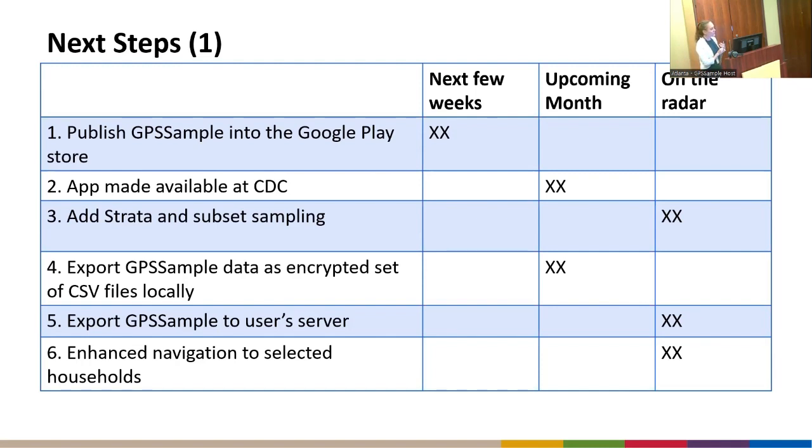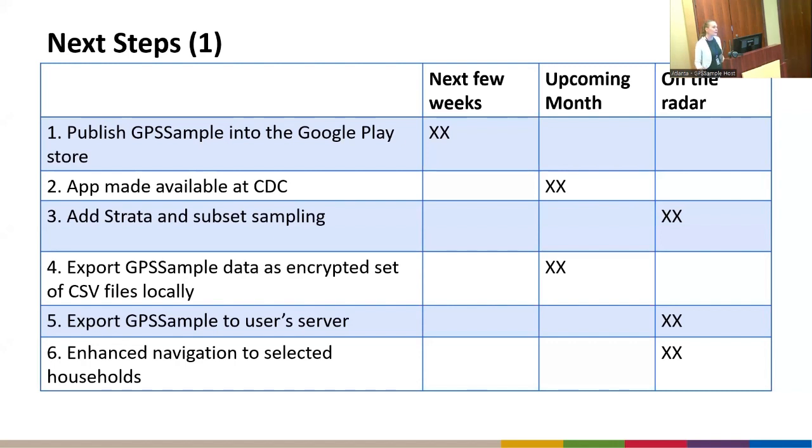It currently has cluster sampling and simple random sampling, but we know that strata sampling and subset sampling are also very much important. So those are 2 additional types of sampling that we'll be adding. And then numbers 4 and 5 are about the export of the data. So number 4 is being able to export GPSSample data locally and writing a small computer program to allow you to unpackage it with password protection as appropriate on your computer without having to install additional software. This will be a contained small program.